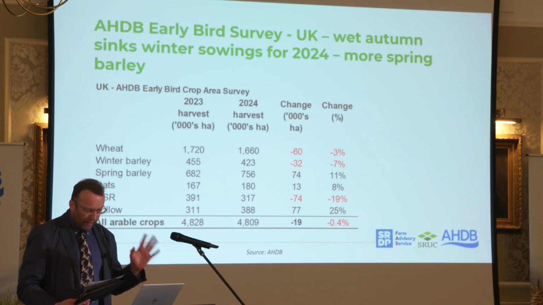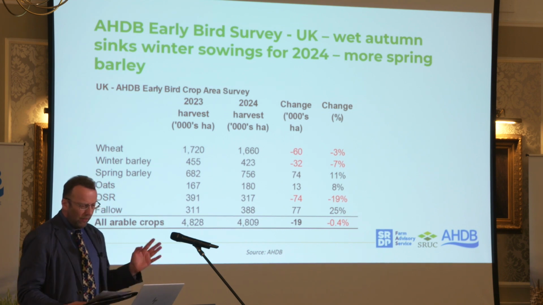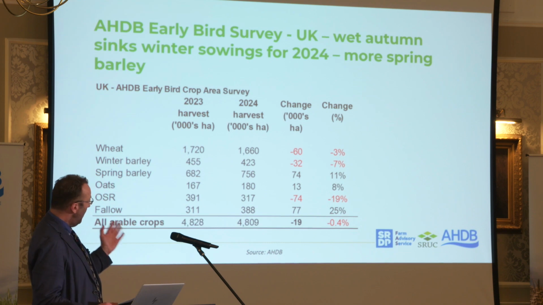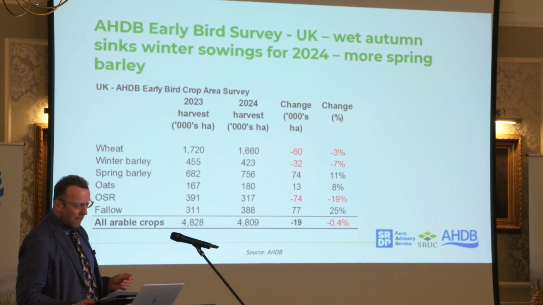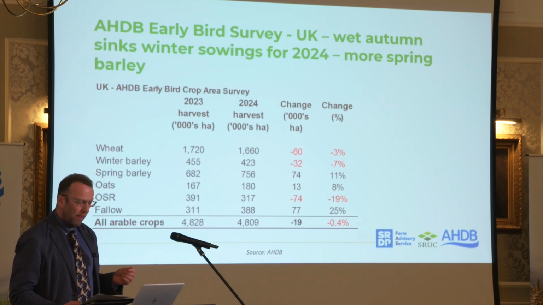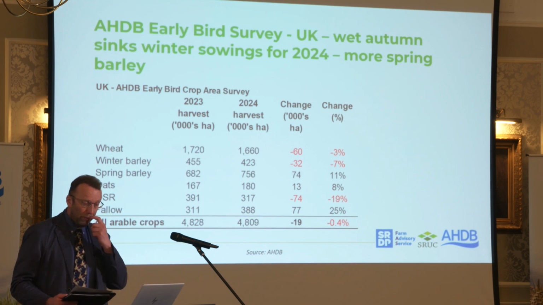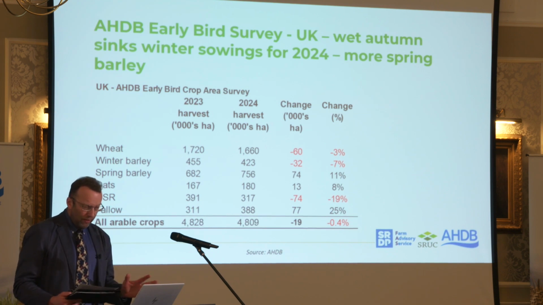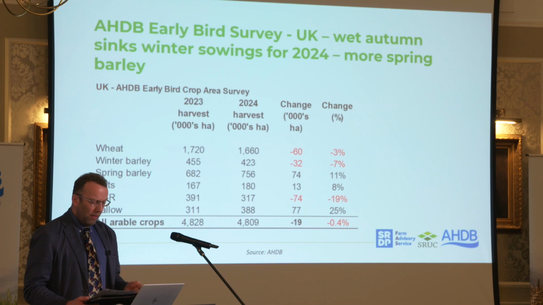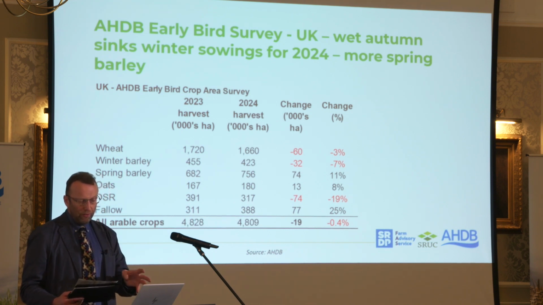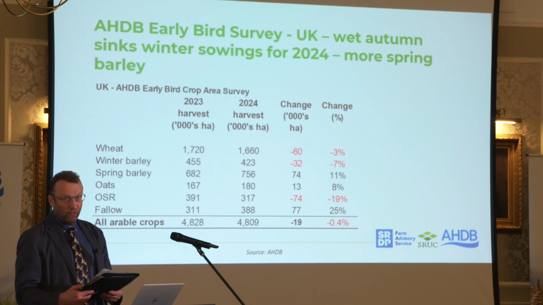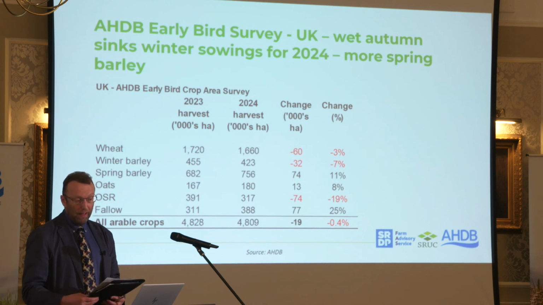Now, clearly, there's going to be less wheat. So the figures at the moment, the best we have, say 3% less wheat and a bit less winter barley, and most of that switching into spring barley and oats. And rape's down as well, and more fallow.